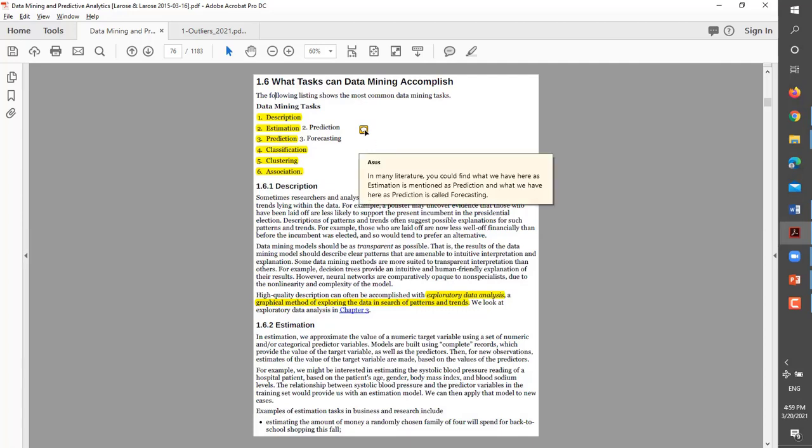And in much of the literature, this is the discussion of this. I already told you, but I put it here so that you can review it when I put the file in the group, okay? And here the exploratory data analysis is a graphical method of exploring the data in search of patterns and trends. Any question here? Yes, I have one.